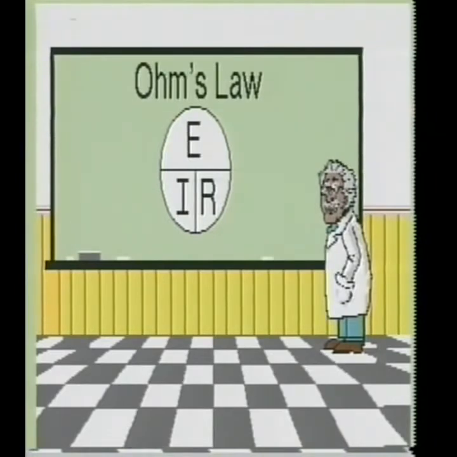For example, cover the E with your hand. You instantly will see the I times R, or current times resistance, to determine the voltage. Cover the I, and the formula becomes E over R, or resistance divided into voltage. And finally, when you cover the R, the formula is simply E over I, or current divided into voltage.